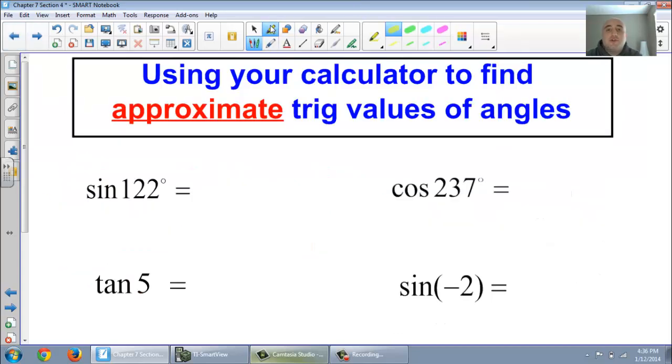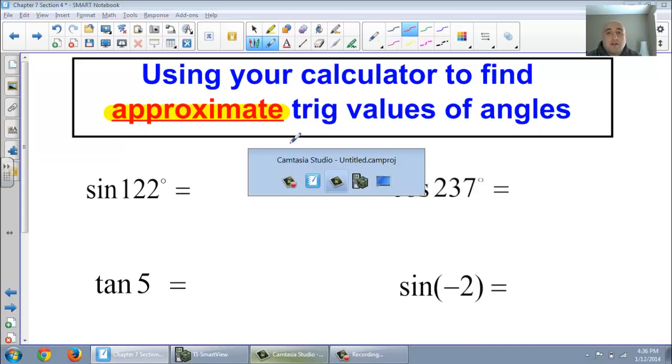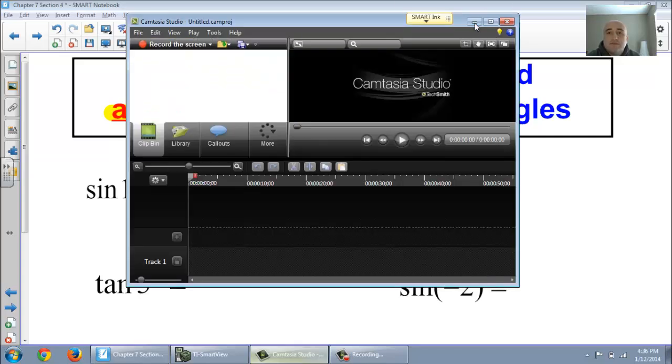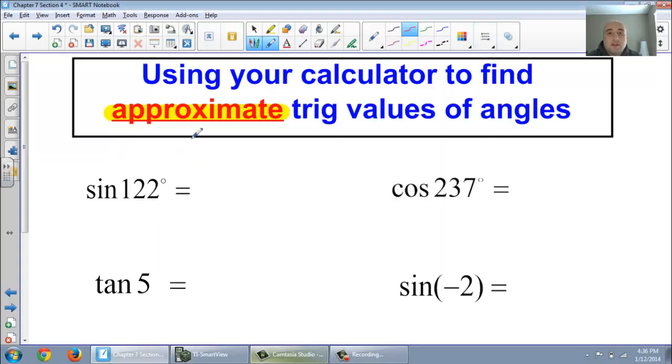First, we're going to figure out how to find approximate trig values of angles. Approximate means you're going to use your calculator. So if the book says to find approximate values, then you're just going to use your calculator. These are super simple. The first one says sine of 122 degrees.